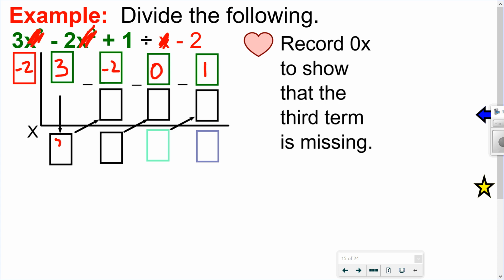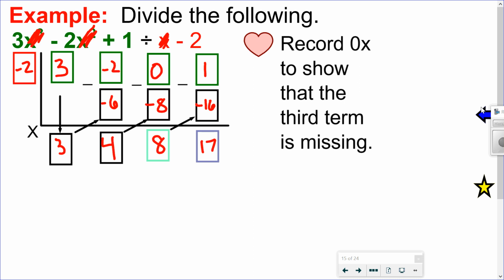So bring the 3 down. Negative 2 times 3 is negative 6, and I subtract them just like I do for long division. So negative 2 take away negative 6 is positive 4, multiply, and like division I subtract. 0 take away a negative 8 is a positive 8. Negative 2 times 8 is negative 16, and 1 take away a negative 16 is 17.